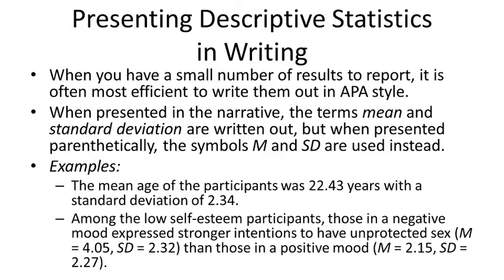And personally, I think this looks a lot nicer because now you can just describe the data in more common, more relatable terms. Like you can see here it says, among the low self-esteem participants, those in a negative mood expressed stronger intentions to have unprotected sex than those in a positive mood. So if you're the reader and you don't particularly care about the details, you can just skip over those little parenthetical statements. But if you want to know the exact difference that this author is describing, then you have the option to check that out.